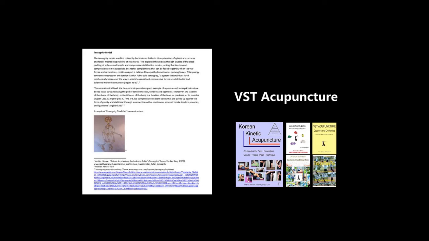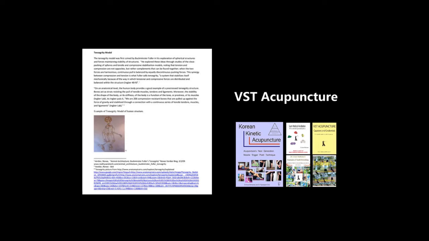On an anatomical level, the human body provides a good example of a pre-stressed tensegrity structure. Bones act as struts, resisting the pull of tensile muscles, tendons, and ligaments. Moreover, the stability of the shape of the body, or its stiffness, is a function of the tone or pre-stress of its muscles.